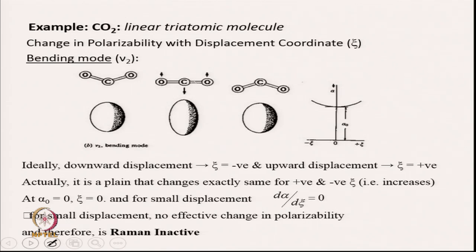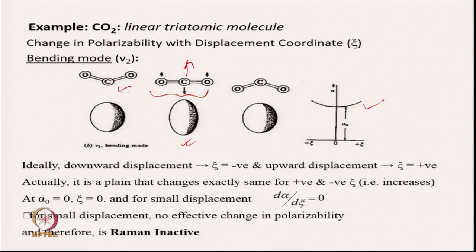Now, let us think about the bending mode. I already discussed that this is your equilibrium position, and your polarizability is going to be smaller and the volume of the ellipsoid is larger. Now you are looking at plus E, minus E. When you displace in this direction, what you see is the volume of the ellipsoid decreasing, which means polarizability is increasing.